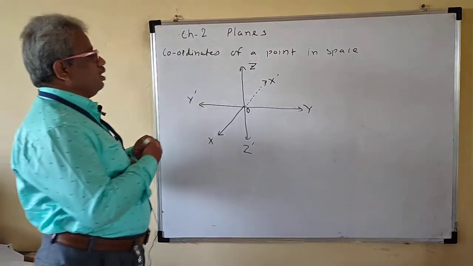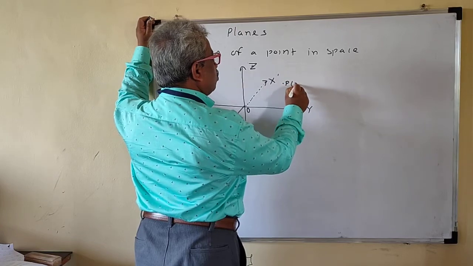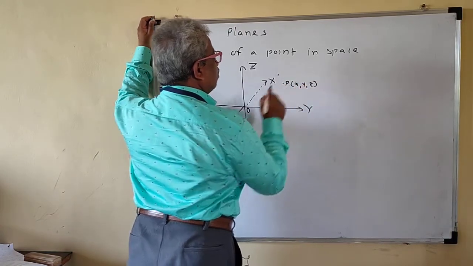Today we'll see how to find the coordinates of a point in space. Suppose your point P is in space, here. So this is the x coordinate, y coordinate and z coordinate.